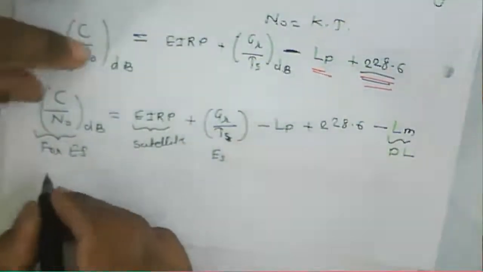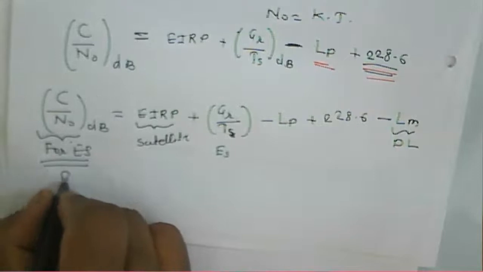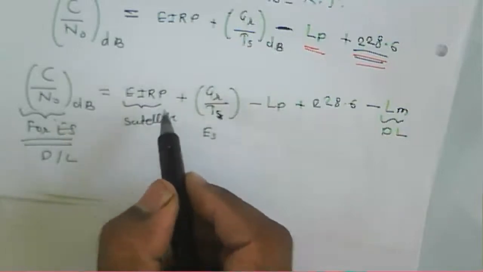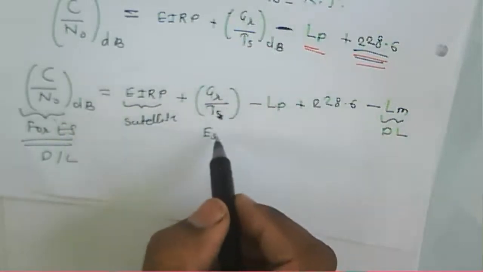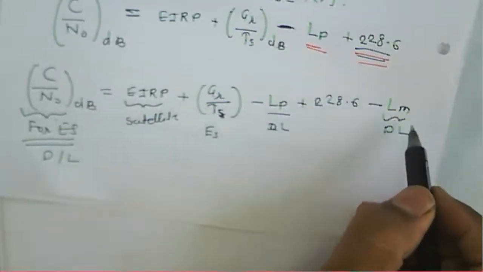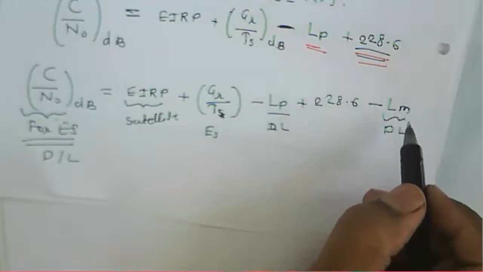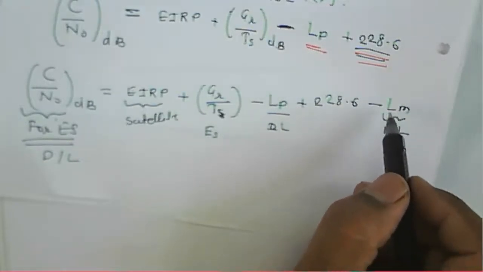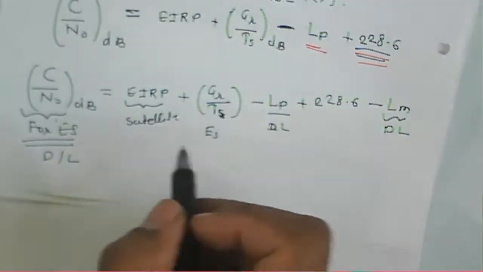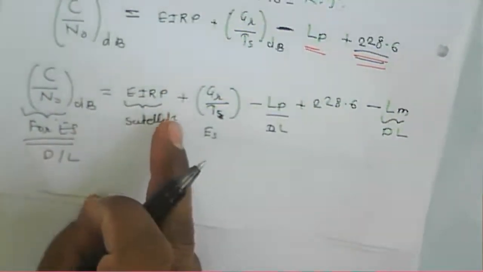Now this term that we have written for Earth station means what? This one is nothing but for the downlink. Means satellite sends the signal, so that's why the EIRP for satellite, GR by TS is for the Earth station. This one is about path loss for the downlink here, and then this one is about a system margin, LM, that is for the downlink here. So this one is about the equation for the downlink for the Earth station because of the satellite transmit.